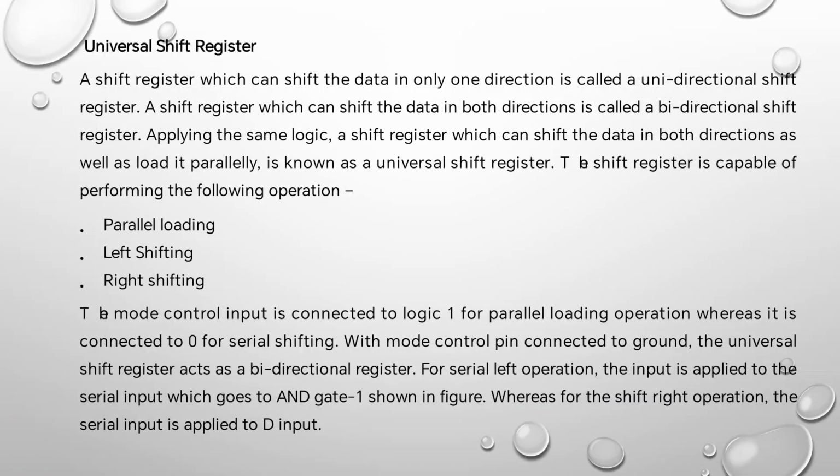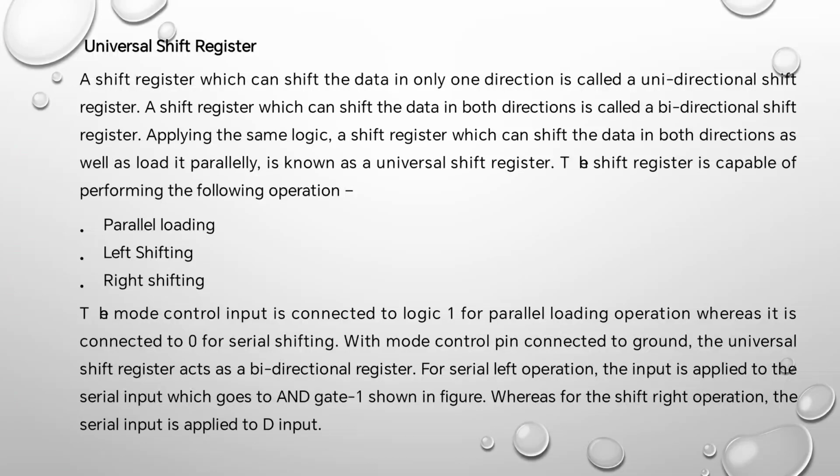Universal shift register. A shift register which can shift the data in only one direction is called a unidirectional shift register. A shift register which can shift the data in both directions is called a bidirectional shift register. Applying the same logic, a shift register which can shift the data in both directions as well as load it in parallel is known as a universal shift register.